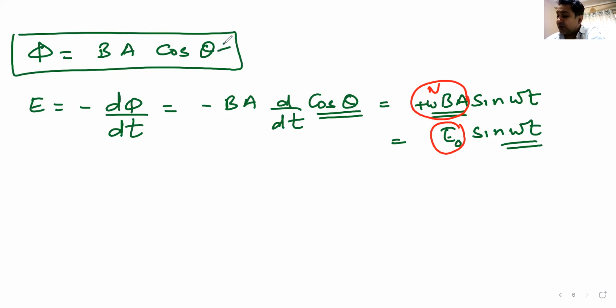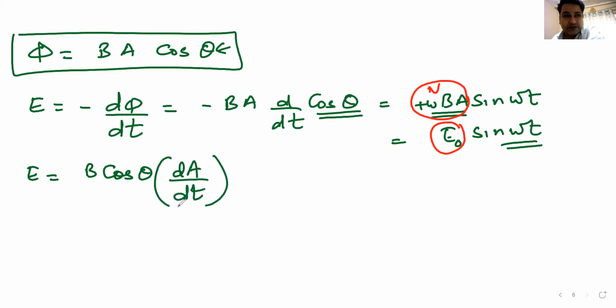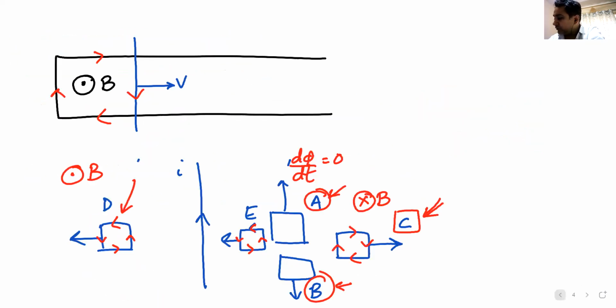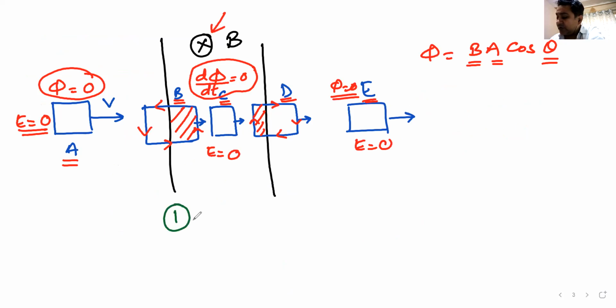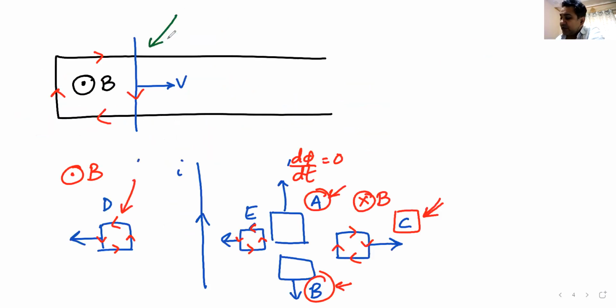Now, if you don't change theta, what you can change is B into cos theta into dA by dt. You can change area with time. What are the ways in which you can change area? Here you see case number 1, you are changing area here, yes or no? Yes, sir. In case B, the area is increasing. In case D, the area is increasing. This is one way of changing the area. Here you can see the other way of changing the area. You're only changing the area of the coil here, yes or no?